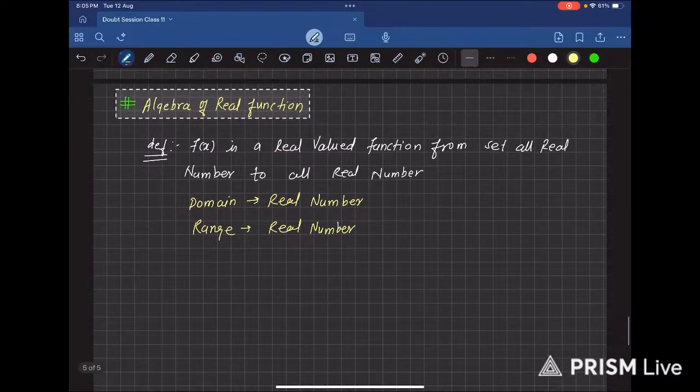Basically, the very first is the rational function. A rational function is p of x upon q of x, where q of x is not equal to 0. P of x and q of x both must be functions.